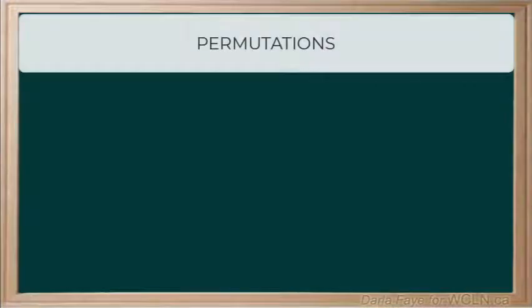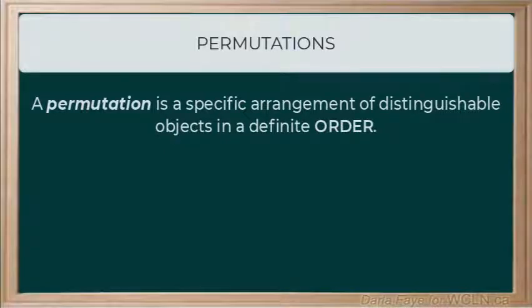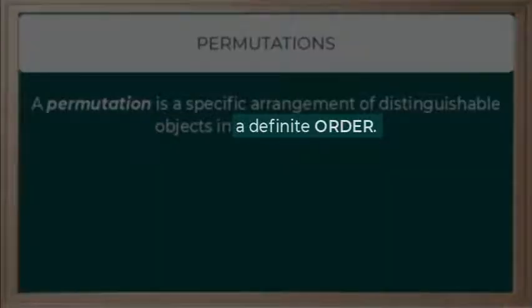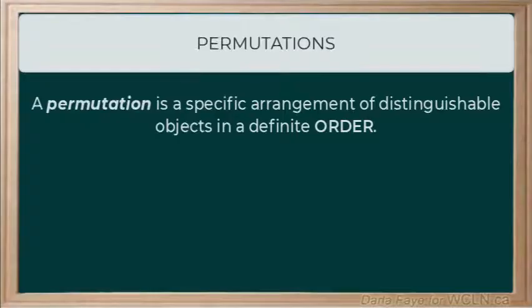Let's begin by ensuring that we understand what the word permutation means. Its definition says that a permutation is a specific arrangement of distinguishable objects in a definite order. A specific arrangement of students in a class photo or a list of top 40 songs for the week are both examples of permutations. In both of these scenarios, we have distinguishable objects, so different students in a class or different songs that are placed in a particular definite order.